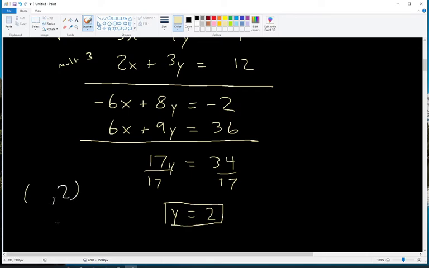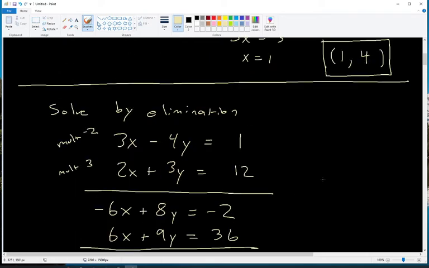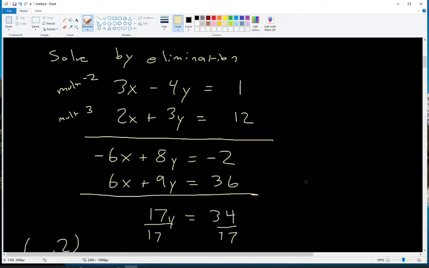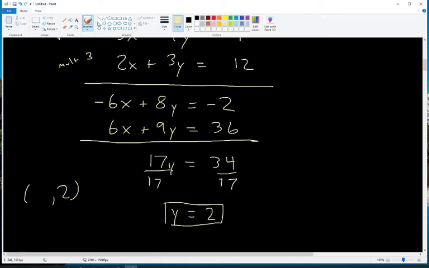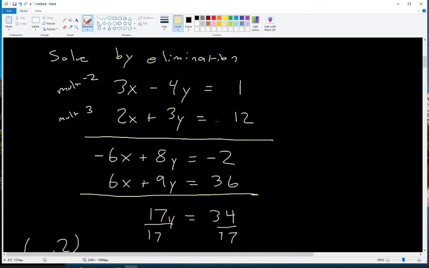I need to figure out the x value. There's two ways to do this. We can go back and eliminate the y's this time, or we can plug 2 into one of the equations and figure out the x. I think in this case it's going to be easier to replace the y. Let's say the bottom equation, replace the y with 2. And then just figure out what the x value is from that.